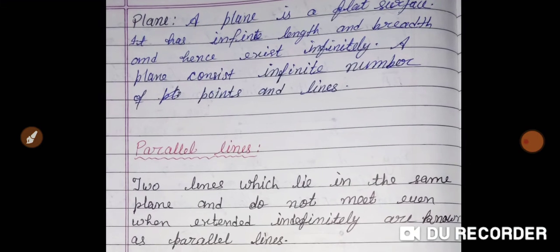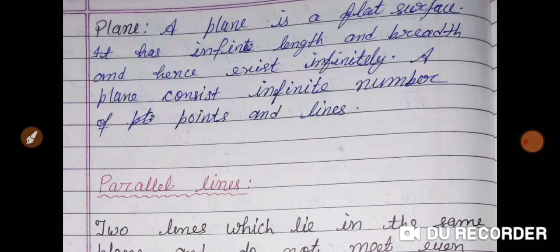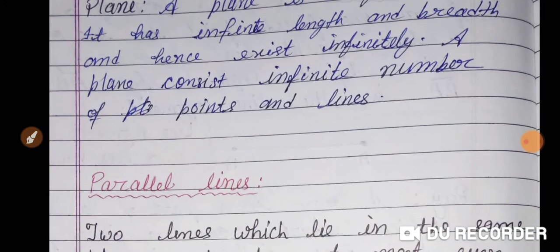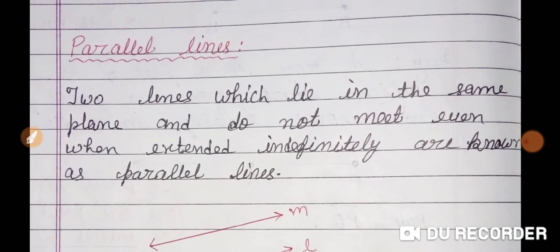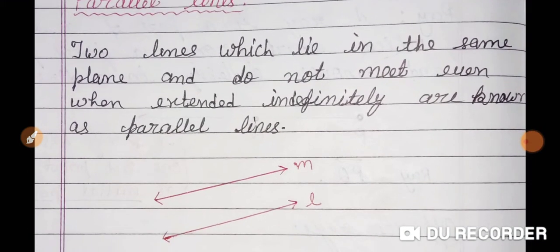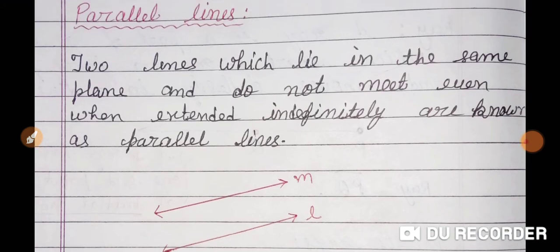A plane is a flat surface. It has infinite length and breadth and hence exists infinitely. A plane consists infinite number of the points and line, parallel line. In figure you can see that line M and line L both are the parallel to each other.